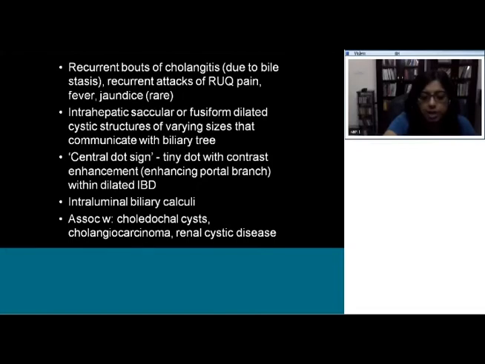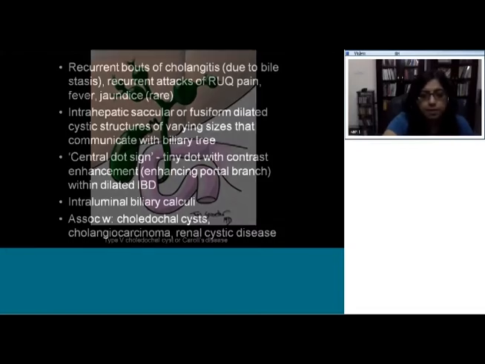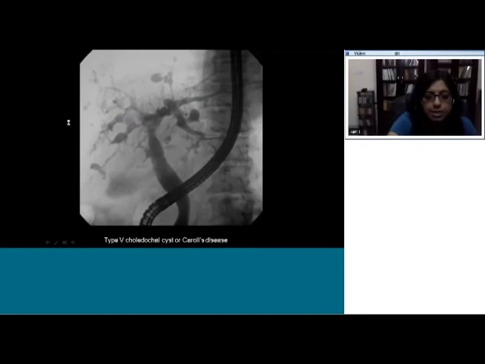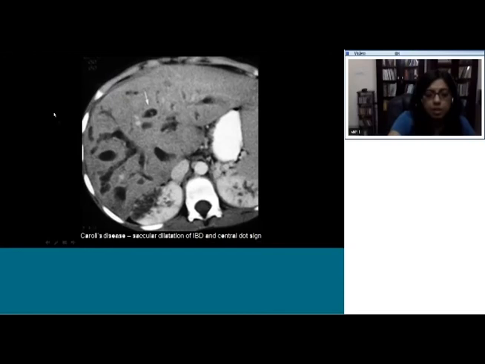And that's a diagrammatic representation of the intrahepatic cyst or Caroli disease. That's an ERCP of the same thing, the CBD, intrahepatic bile ducts, and these are the cystic dilatations within it. That's a CT scan showing the central dot sign here. So you see the dilated duct tree, but you see the cystic areas, and you see the central dot sign, which is the portal venous branch.